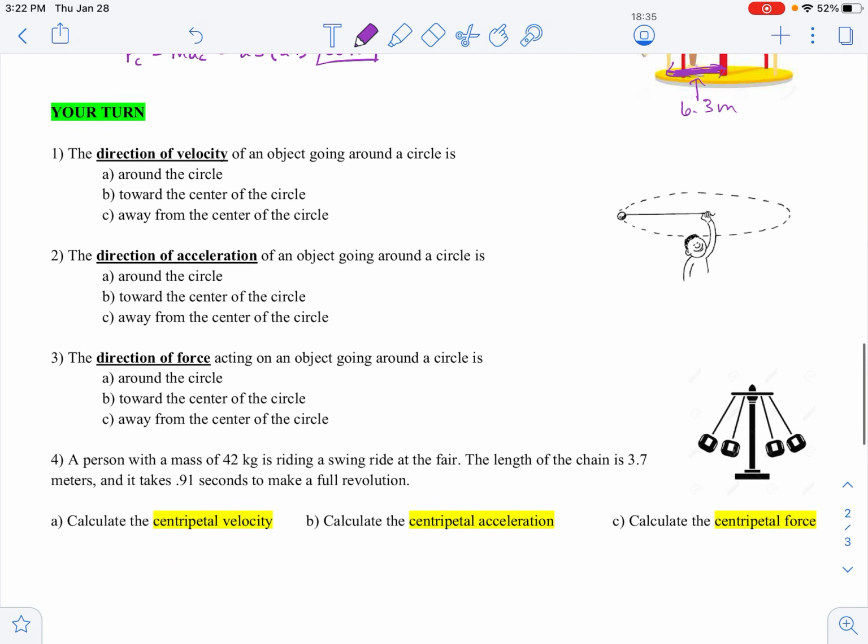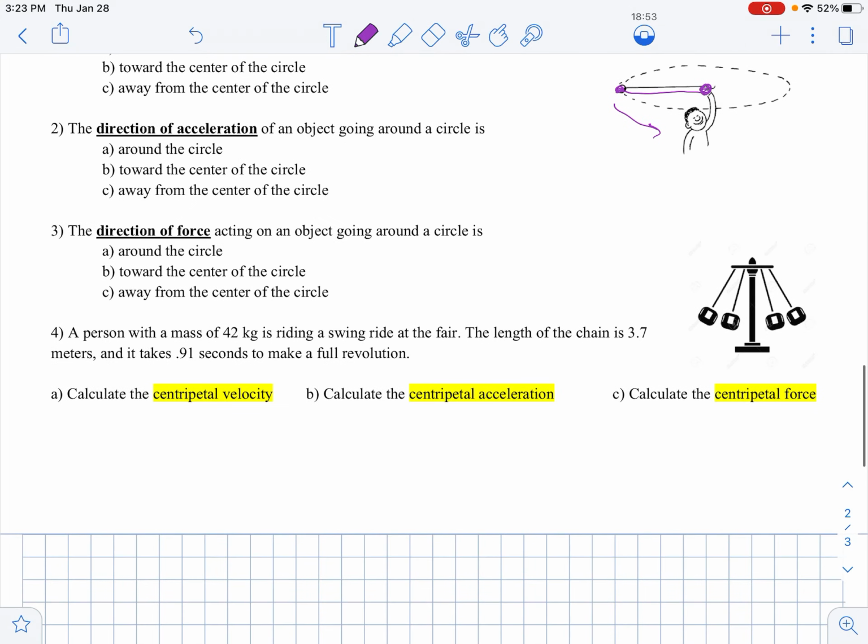All right, your turn. There are 3 multiple choice questions I want you to answer, and if it helps, here's a picture of a person swinging something in a circle. So again, we're holding on to it here. The object's out here. It's going around the circle like this, okay? And then you have a problem down here to calculate based on this picture. Remember that in this swing ride at the fair, this is the radius, right, of that swing.